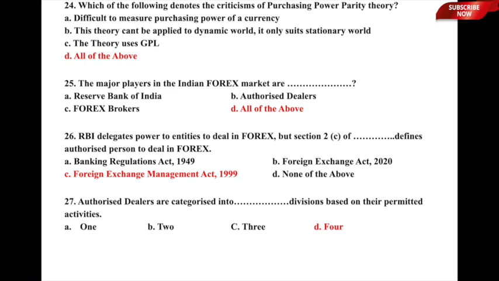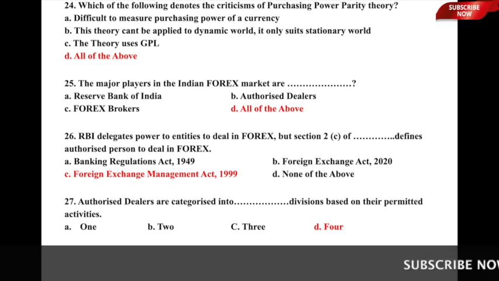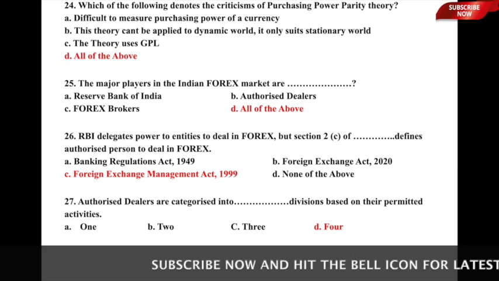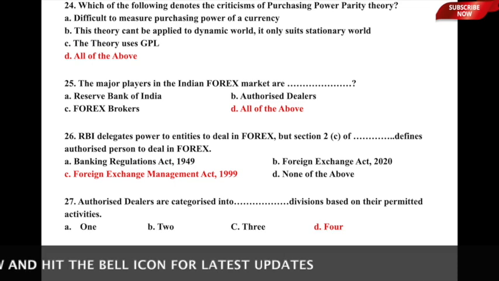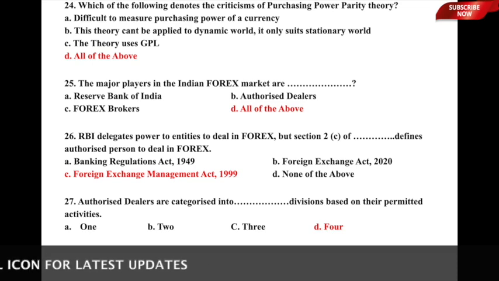Which of the following denotes the criticisms of purchasing power parity theory? In a sense they'll ask you what are the limitations of purchasing power parity theory. Let us look at the underlying options. A, difficult to measure purchasing power of a currency. B, this theory can't be applied to a dynamic world, it only suits a stationary world. The third is the theory uses general price level, and last is all of the above.